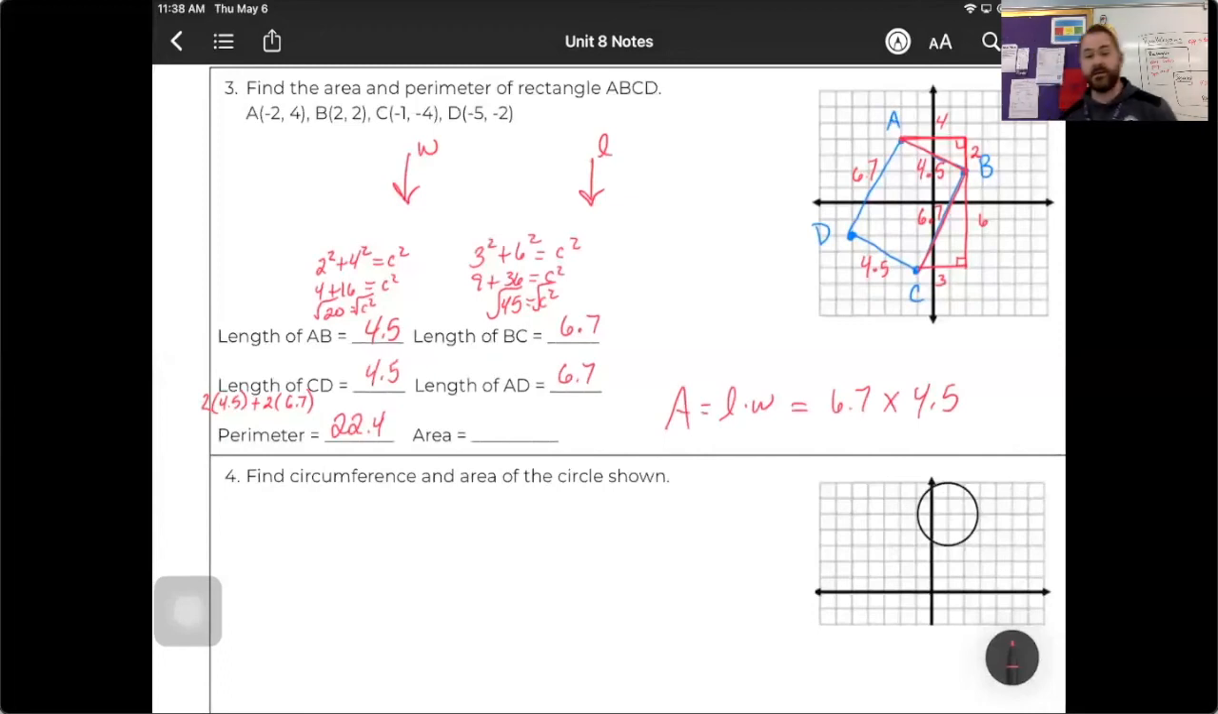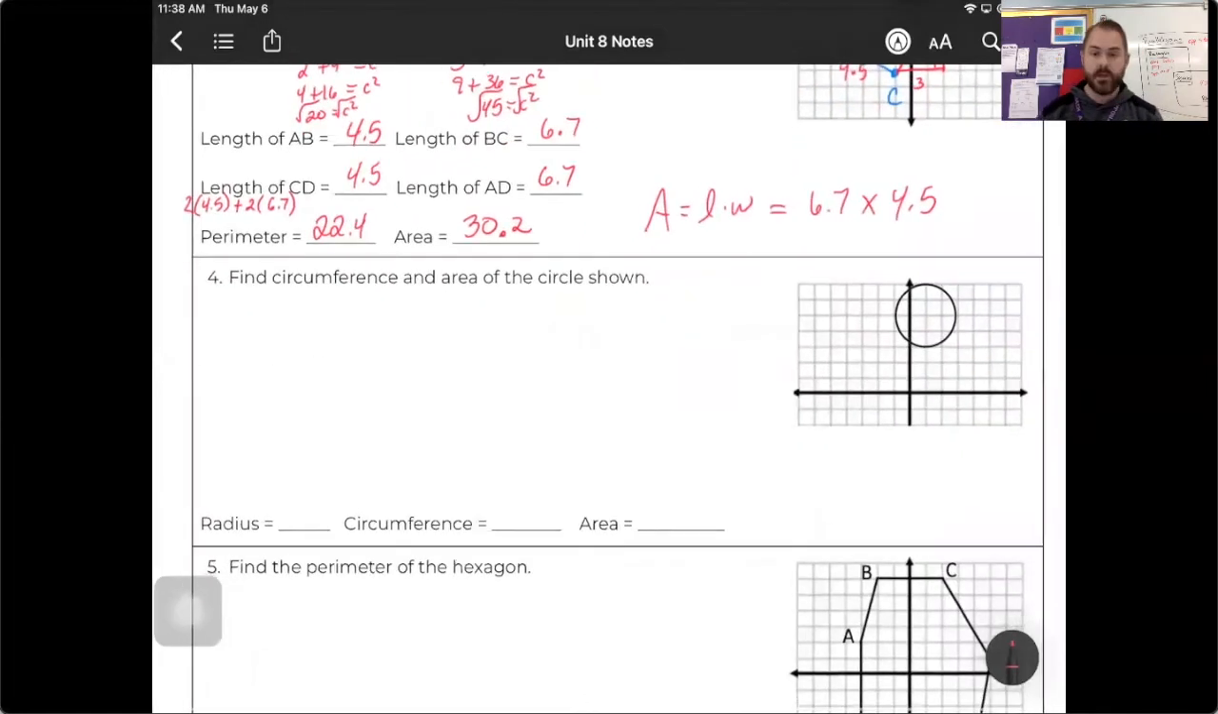And my area is 30.15, but we're going to round that to 30.2. Okay? All right, a couple more. This time I give you a circle, and notice I didn't give you any coordinates to graph yourself because it's a circle, there's no vertices. And so I just graphed the circle for you. I want you to find the circumference and area of the circle.